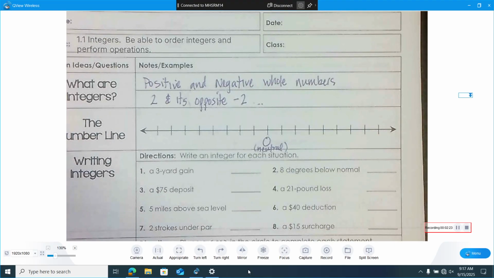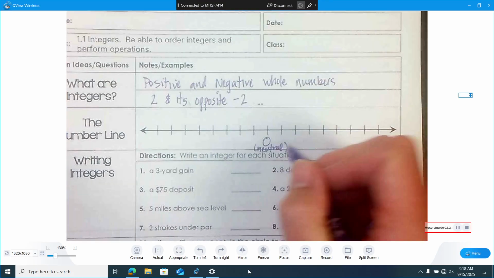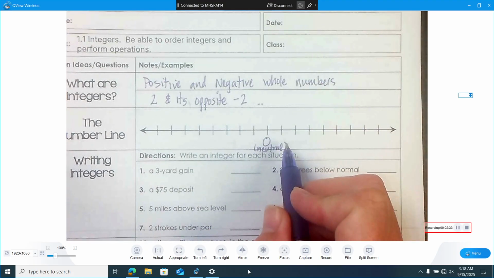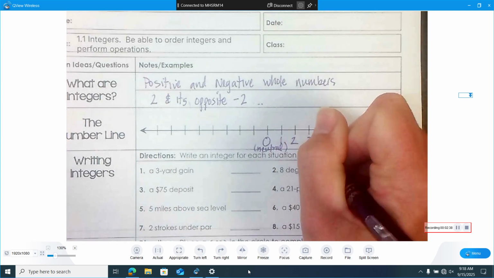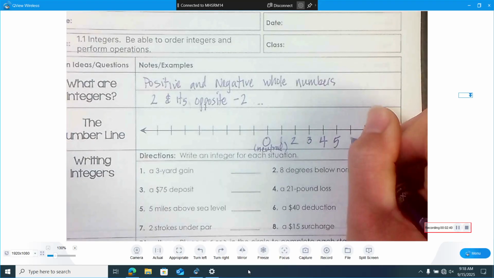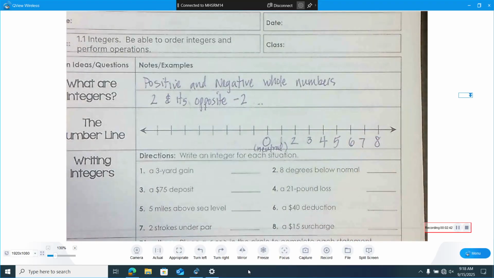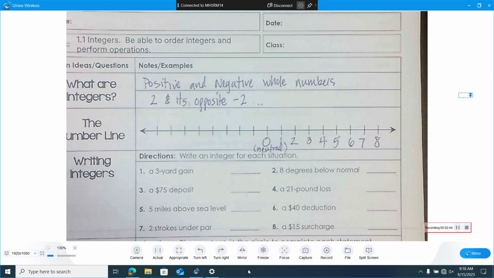It doesn't have a sign. You can see that it doesn't have a negative in front of it. But yeah, it's actually considered neutral. And then to the right of 0, we have our positive numbers. And so we're just going to count 1, 2, 3, 4, 5, 6, 7, 8, and so on and so forth. So those are all positive numbers.